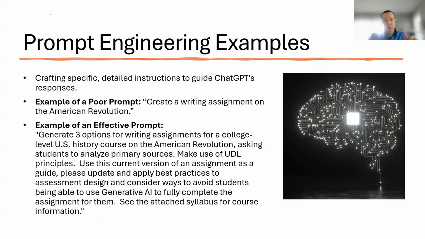So can we say right in this, consider ways to avoid students being able to use generative AI to fully complete the assignment for them? And then we might even do something else that I've liked to do, which is attach either my syllabus or the course learning outcomes, the course description, things like that to the generative AI tool so it can learn and get a better picture about what we're trying to accomplish, who we're trying to accomplish for.